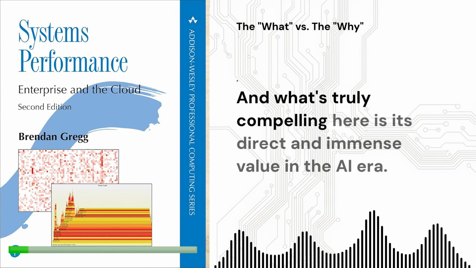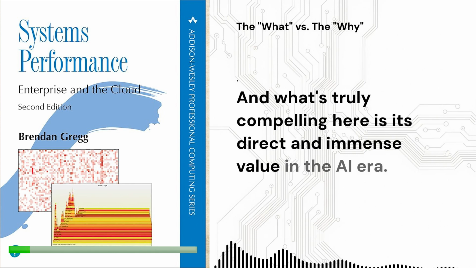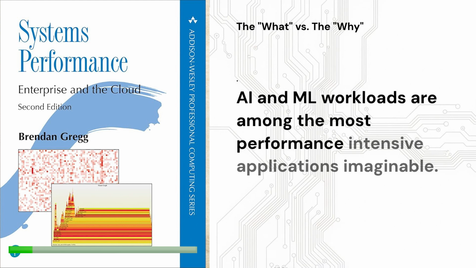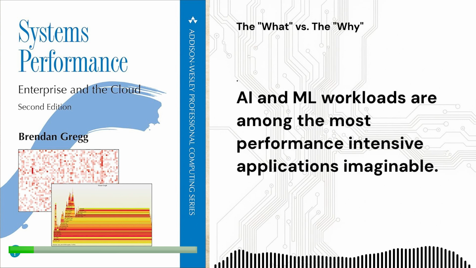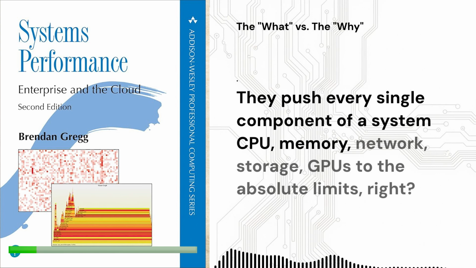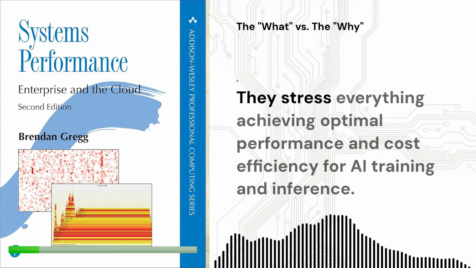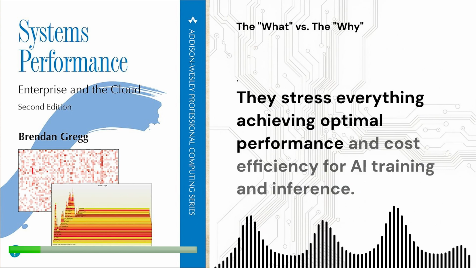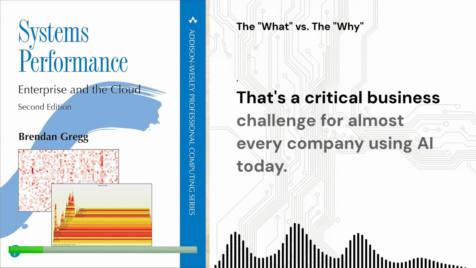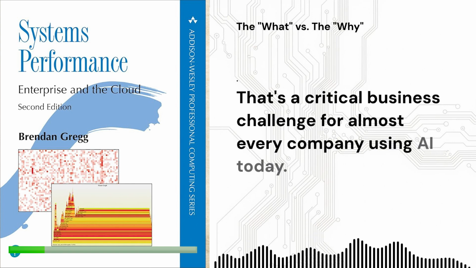And what's truly compelling here is its direct and immense value in the AI era. AI and ML workloads are among the most performance-intensive applications imaginable. They push every single component of a system, CPU, memory, network, storage, GPUs, to their absolute limits. Right, they stress everything. Achieving optimal performance and cost efficiency for AI training and inference, that's a critical business challenge for almost every company using AI today.